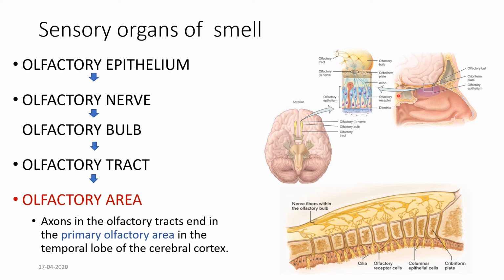So you can see them passing towards the olfactory bulb and olfactory tract in relation with the base of the brain, and this is the frontal lobe, in relation with the inferior surface of the frontal lobe. You will be seeing this olfactory bulb and olfactory tract. So axons in the olfactory tract end in the primary olfactory area in the temporal lobe of the cerebral cortex.